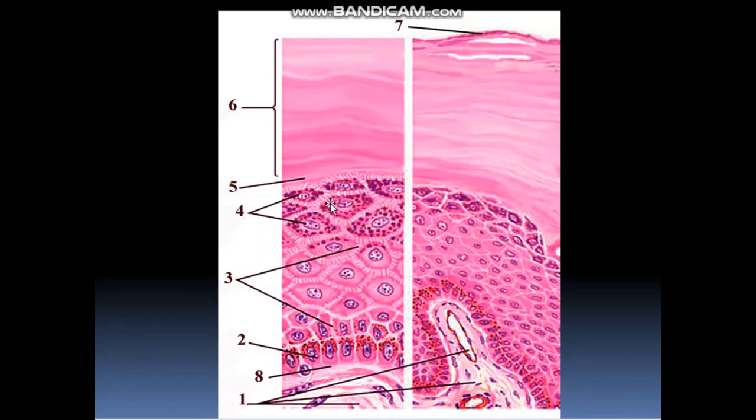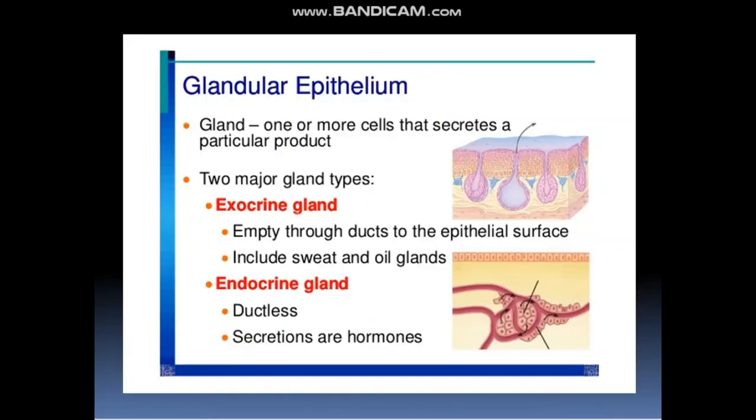That one we can find in the epidermis. It covers the epidermis of the skin. So it also includes several layers. Now let's come to the glandular epithelium. The glandular epithelium forms glands.